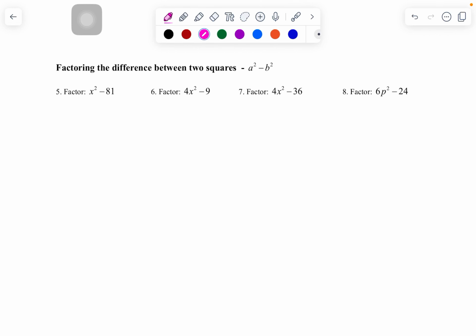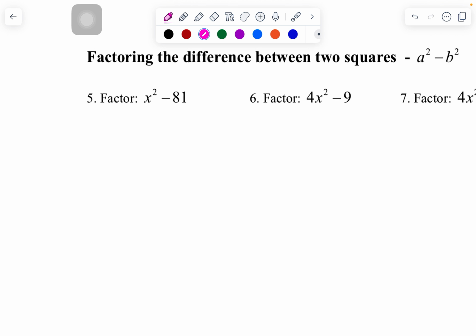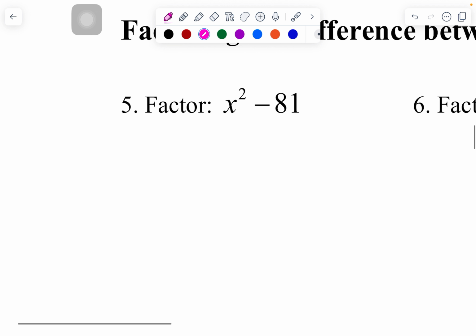All right, so this is going to be the second video for Notes 20. Technically, it's actually the third video because the first one I split into two parts, depending on your method. But for this one, you're going to get one video on factoring the difference between two squares. So jumping right into problem number 5.